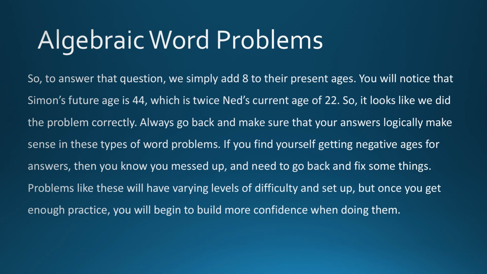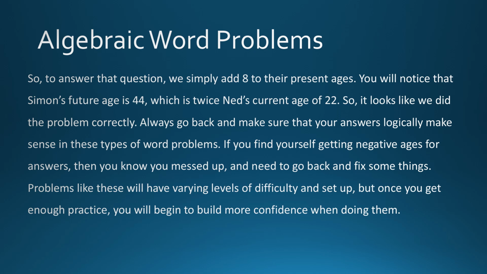So, to answer that last question, we simply add 8 to their present ages. You will notice that Simon's future age is 44, which is twice Ned's current age of 22. So, it looks like we did the problem correctly. Always go back and make sure that your answers logically make sense in these types of word problems.